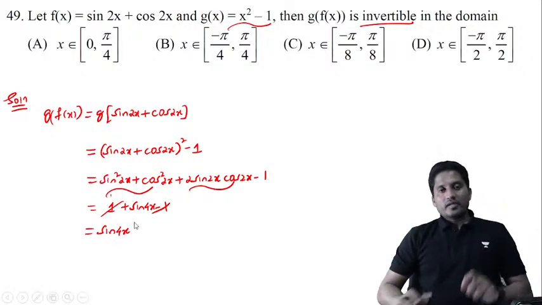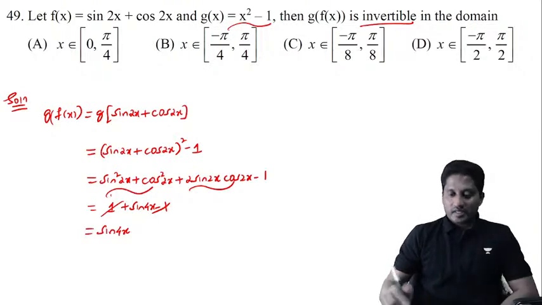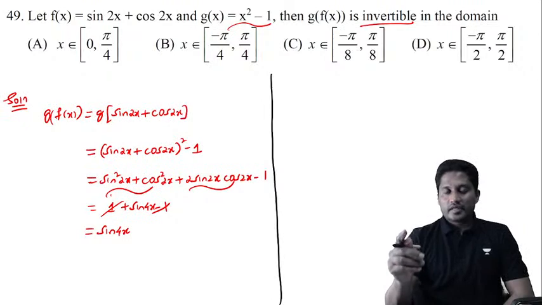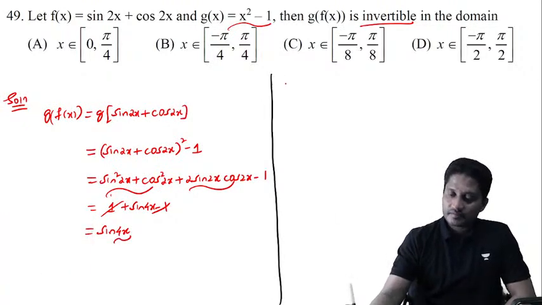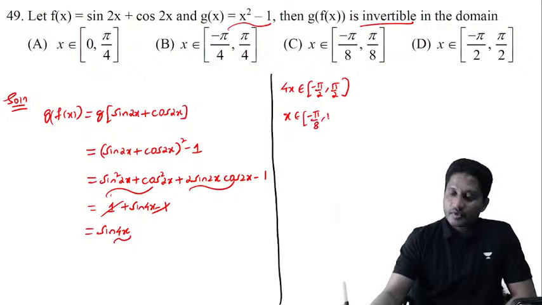Sin x is invertible in minus pi by 2 to plus pi by 2. That is the range. Domain is x lies between minus 1 and plus 1. Range lies between minus pi by 2 to plus pi by 2. So this means that 4x belongs to the closed interval minus pi by 2 and plus pi by 2. It is invertible in minus pi by 2 and plus pi by 2. If you divide by 4, x belongs to minus pi by 8 and plus pi by 8. Answer is option C only.